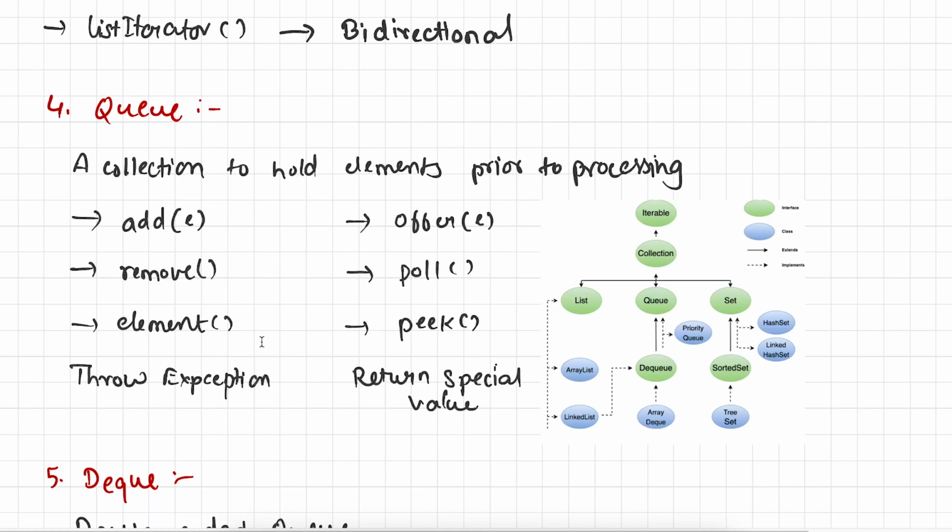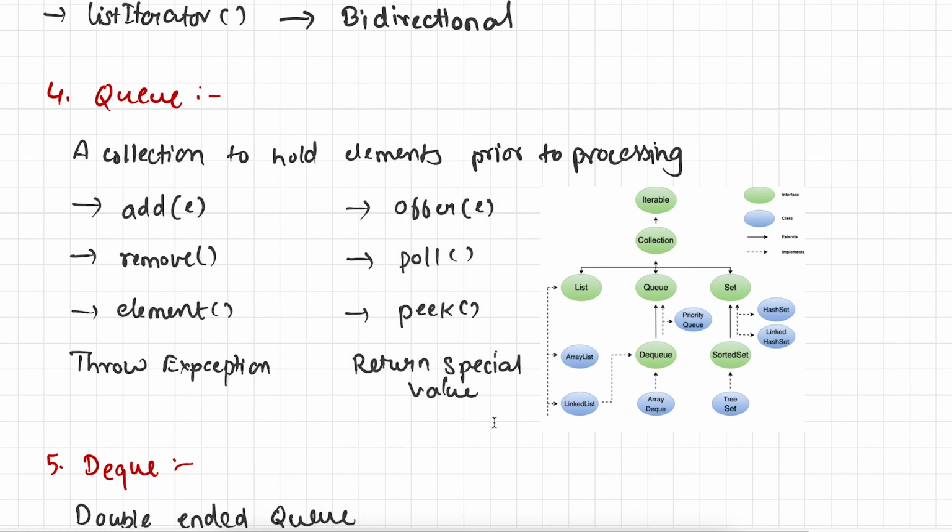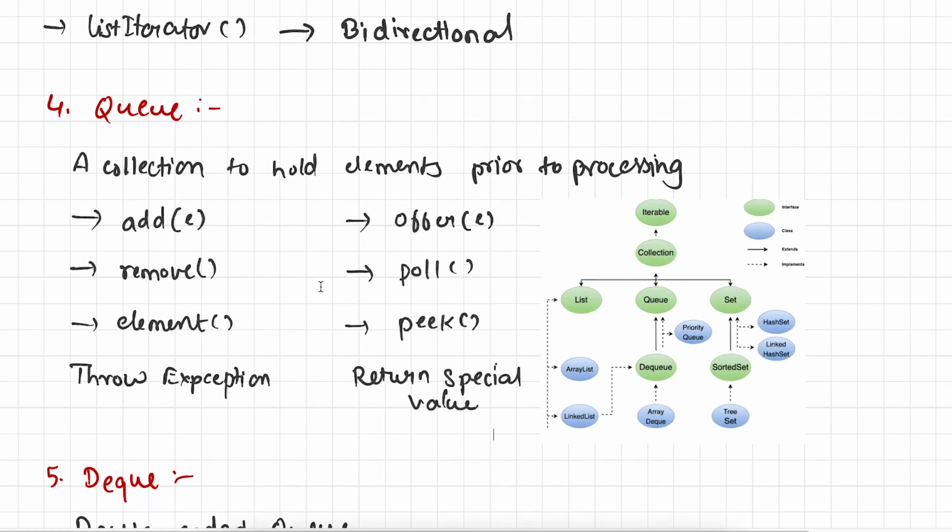The difference between these two sets of functions is that the first set throws exceptions, while these functions do not throw exceptions. They simply return a special value, that is null. So for example, if the queue is empty and we call remove on it, it simply throws an exception. But in case of poll, if the queue is empty and we call the poll function on it, it simply returns a special value.